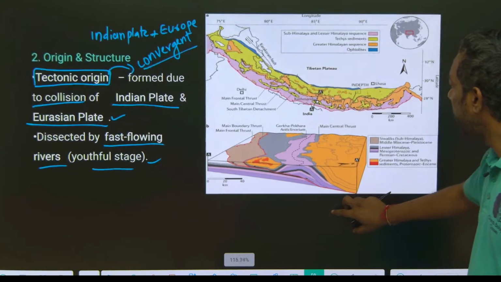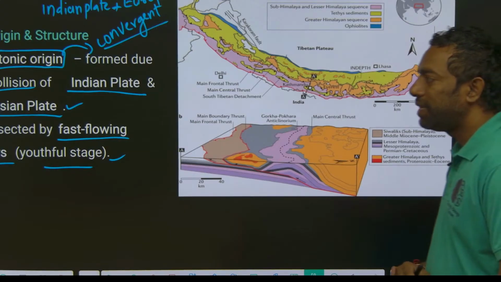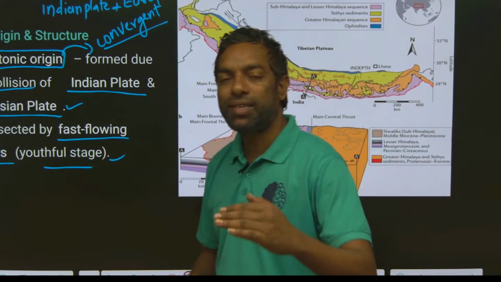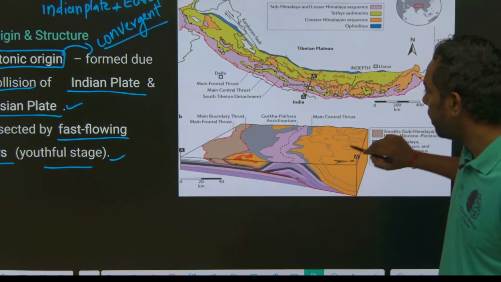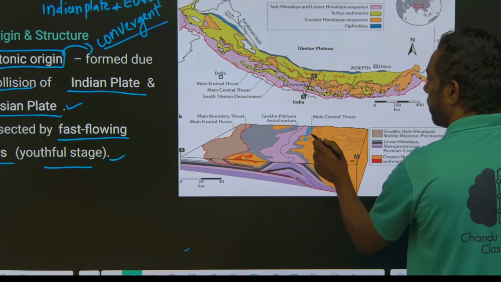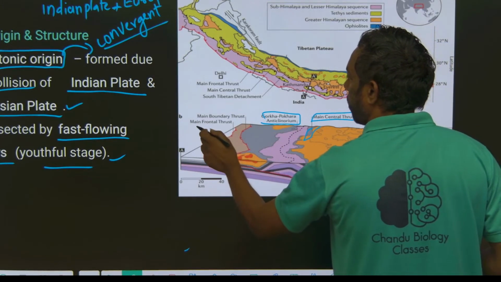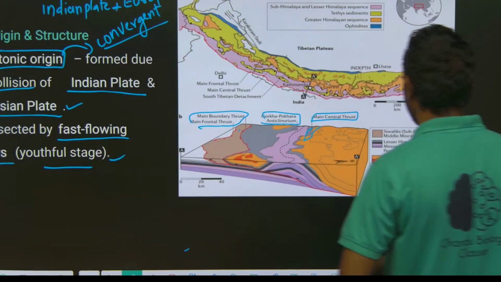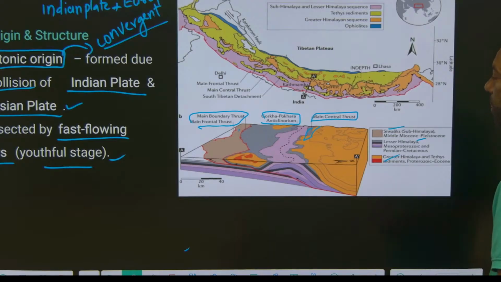Just look here, guys. These are the Himalayan ranges, like the Karakoram and others, which we are going to discuss later. We are going to discuss each range. These are the faults created here, the central thrust created here, and the main boundary thrust. This is the Shivalik Himalayas, lesser Himalayas and greater Himalayas. We are going to discuss each and everything.